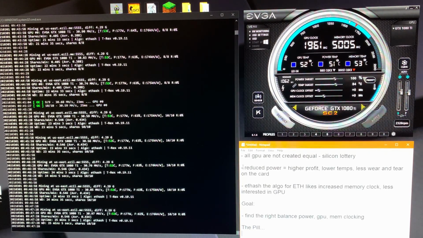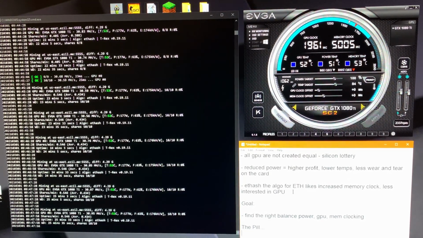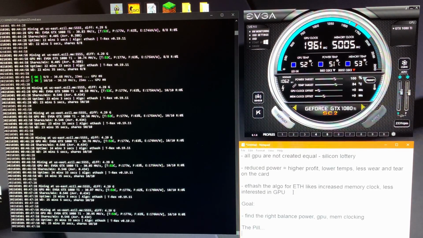The second thing, though, is reduce power. In other words, the less power you're using, the higher your profits, right? If you're using less electricity to create more hash, then you're making more money. It also usually results in lower temperatures and less wear and tear on your card. The other thing is Ethereum's algorithm, Ethash, really likes memory clock increase and is less interested in GPU clock, and we'll talk about that in a second. So the goal is to find the right balance of power usage, GPU clocking, and memory clocking.